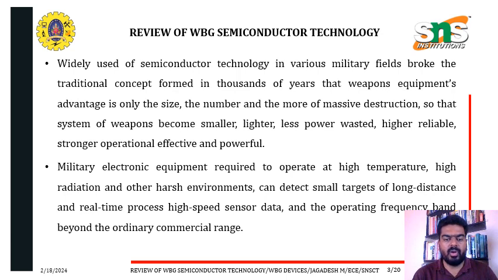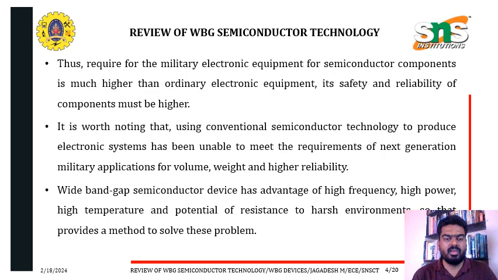Military electronic equipment is required to operate at high temperature, high radiation, and other harsh environments, detect small targets at long distance, and process high-speed sensor data in real time, with an operating frequency band beyond the ordinary commercial range. The requirements of military electronic equipment for semiconductor components are much higher than for ordinary electronic equipment. The safety and reliability of components must be higher.